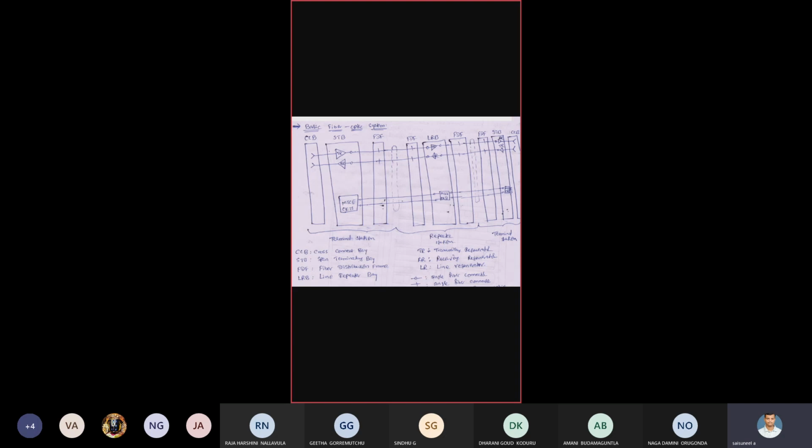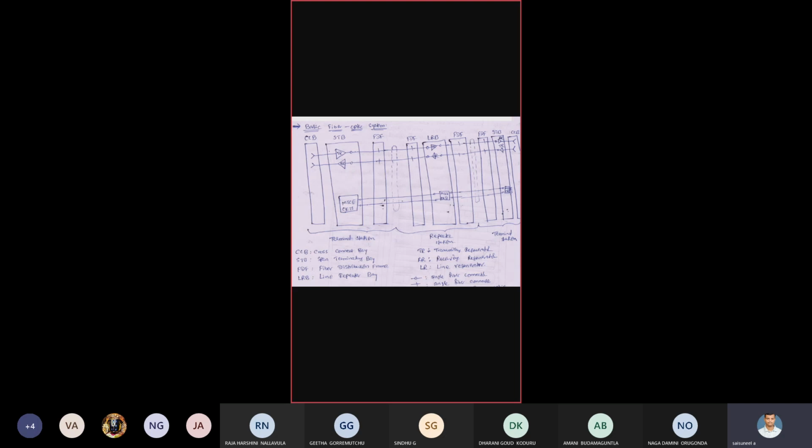Next one in the trunking is the LRB, line repeater bay. Here in this line repeater bay, we have line repeaters, nothing but regenerators. Whenever the signal strength is weak, at that time we use this line repeater bay to increase the strength of the signal. This is about the basic structure of the inter-office transmission system, that is, office A to office B connected by using the trunking system.